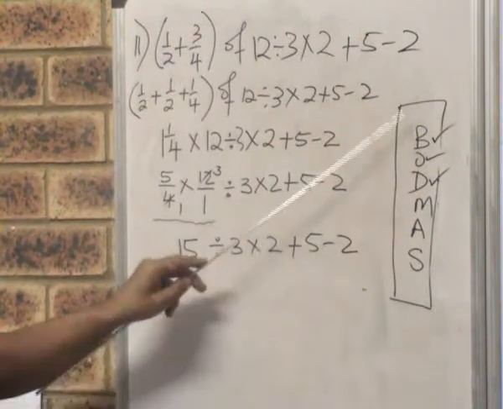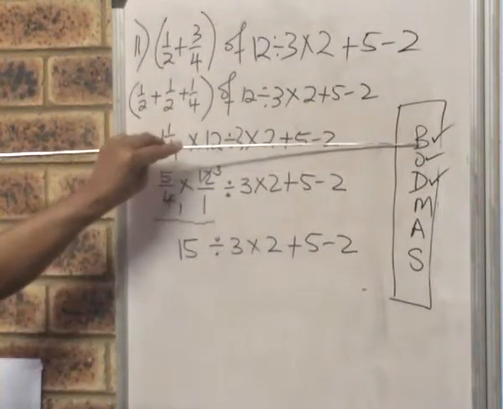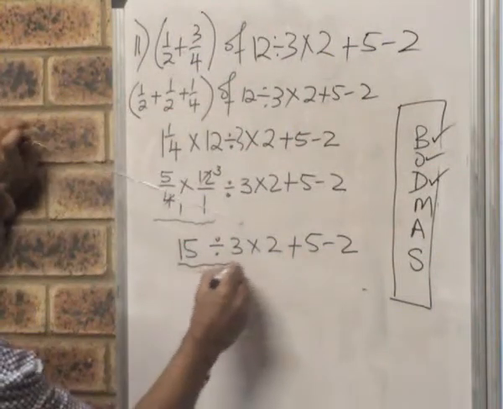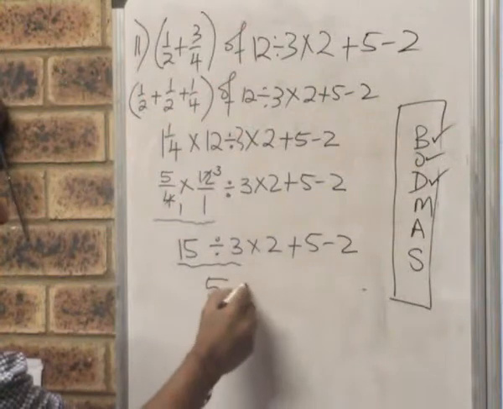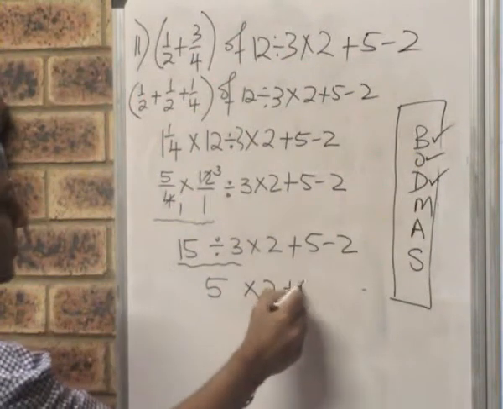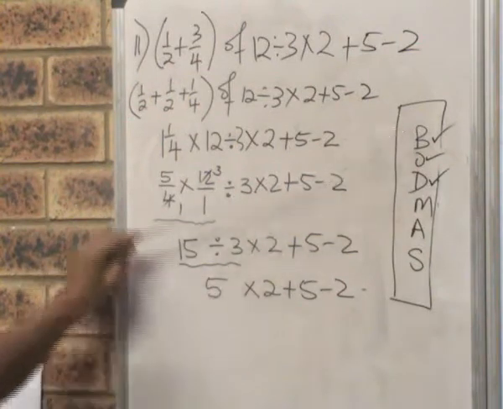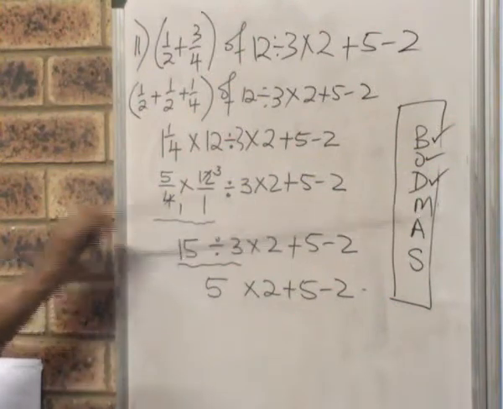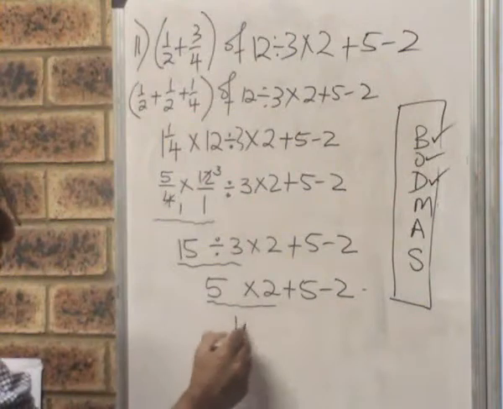Now we go to the rule of PODMAS again and we look again. Any brackets? No. Of? No. Division? Yes. So we have a division here. 15 divided by 3 is 5 times 2 plus 5 minus 2. Back to the rule of PODMAS. Any brackets? No. Any of? No. Any division? No. Any multiplication? Yes. So 5 times 2, 10.